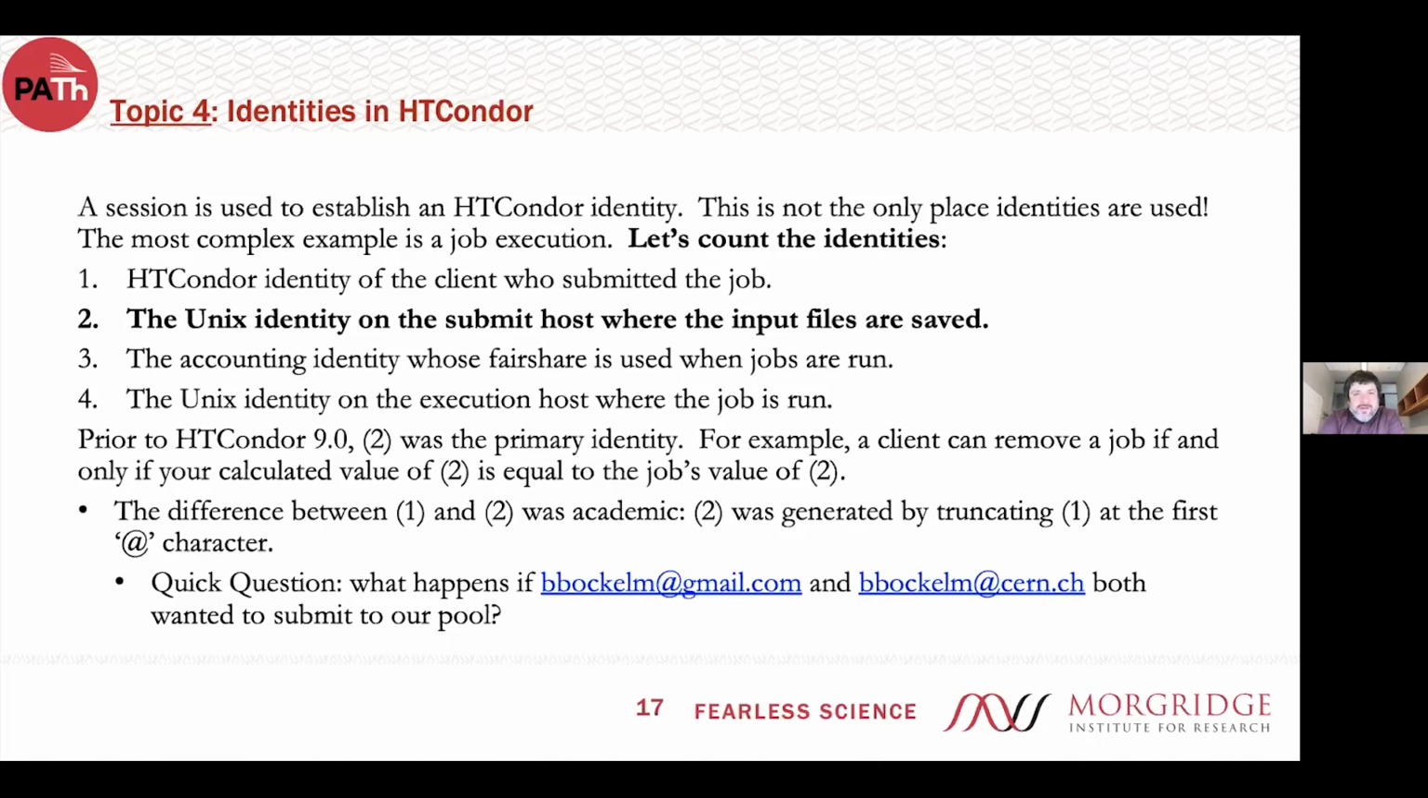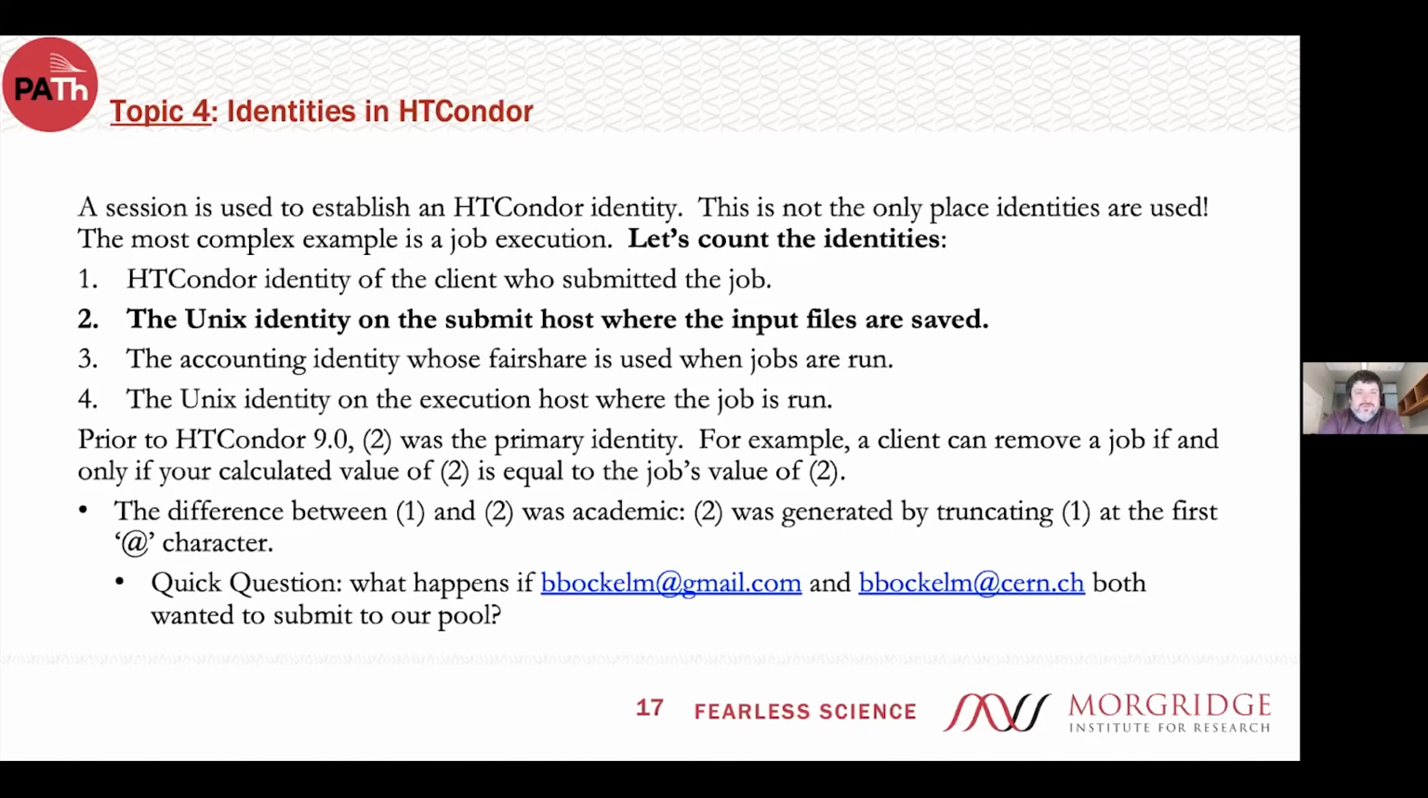And I love the example of a job because as far as I can count, there's at least 4 identities that the job has. The job has the Condor identity of the client who submitted the job. So that's what's written into my ID token, for example. There's the Unix identity on the submit host where the input files are saved.